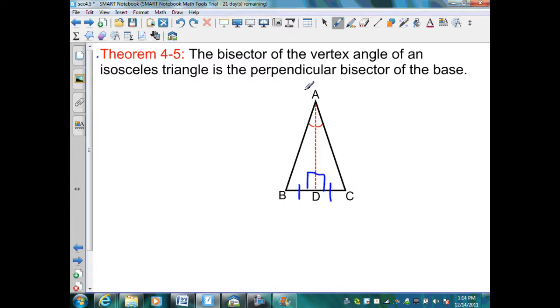And with this being an isosceles triangle, I also know that the sides AC and AB are congruent. They are the legs. And from the isosceles triangle theorem, I know that the base angles, or the angles opposite those congruent sides, are congruent. So with this theorem, I generate a lot of information inside of an isosceles triangle.